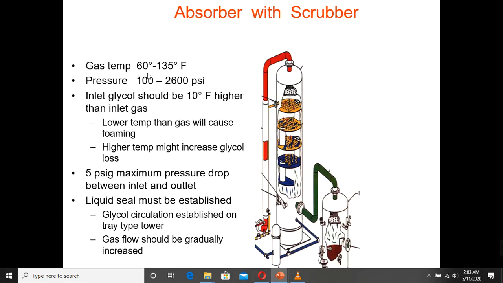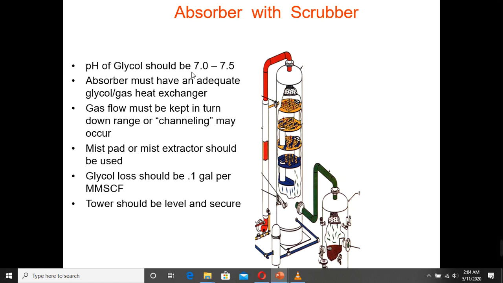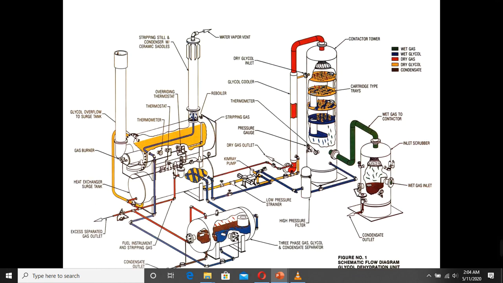The temperature here is kept around 60 to 135 degrees. Pressure is quite flexible, 100 to 200, 600, up to 2600 psi, and lower temperature of the gas will cause foaming. Be careful with the temperature because there could be glycol losses or foaming issues inside this tower. So we make sure that we monitor the temperature and the pressure inside, the glycol circulation rate, and so on. The glycol concentration pH value should be 7 to 7.5, and a mist extractor should be used.